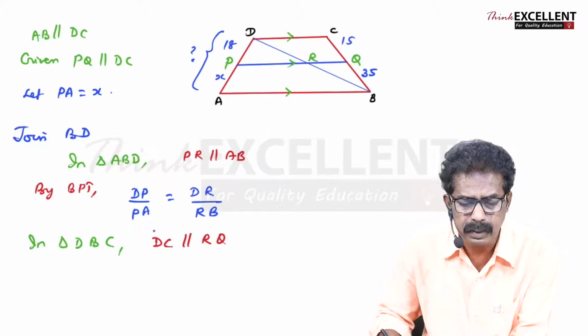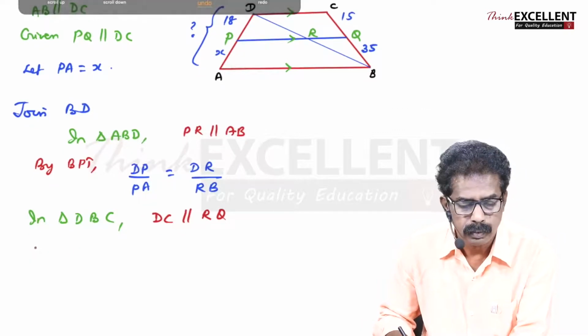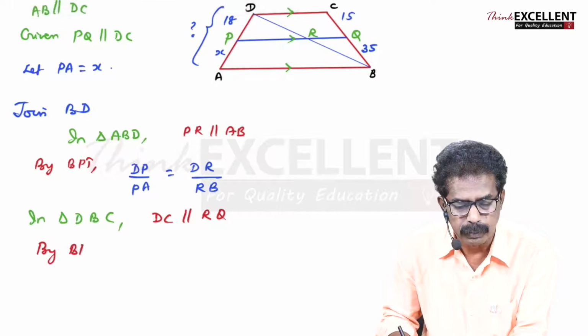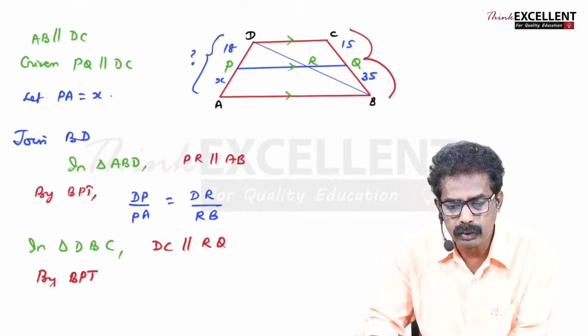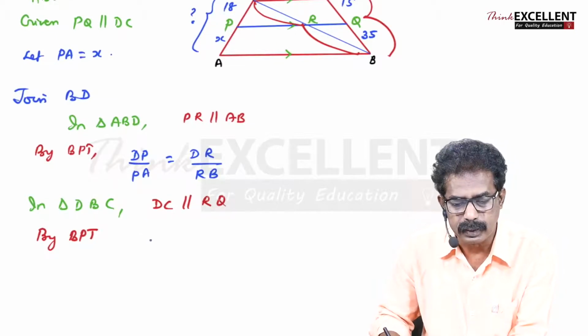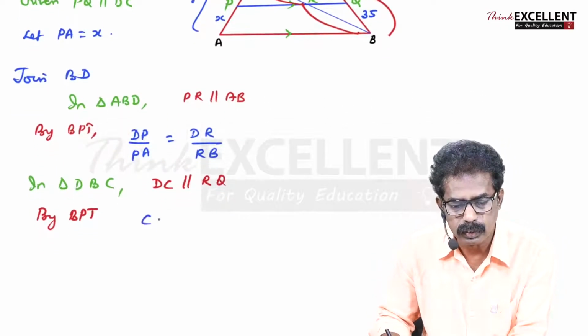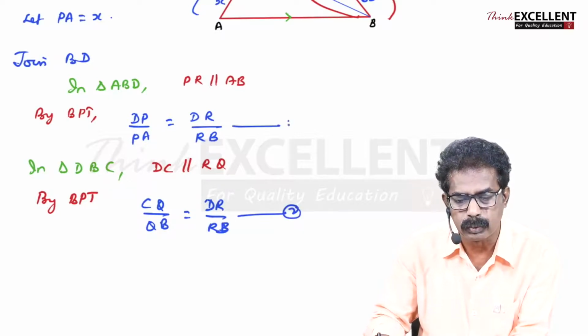So again by the basic proportionality theorem, listen, CQ by QB is equal to DR by RB, right? CQ by QB is equal to DR by RB. And I'm taking this as equation number 2 and this as equation number 1.